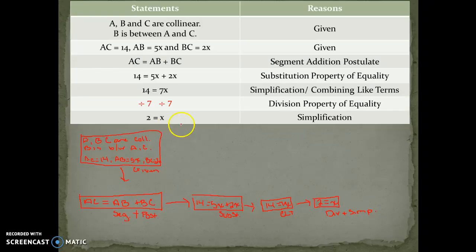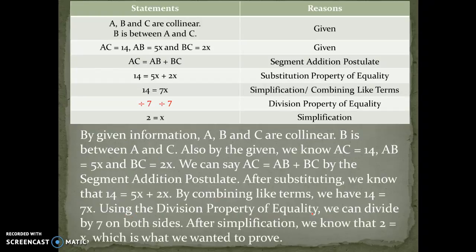Okay, so this flowchart is basically showing just the flow of the logical reasoning. So we started with given. From there, we jumped to AC equals AB plus BC. That was because of the segment addition postulate. We then were able to flow to 14 equals 5x plus 2x by substitution. From there, we said 14 equals 7x by combining like terms. And then we divided and simplified to result with 2 equals x, which was the end of our proof. So that is just an alternative way to display the same logic and the same reasons as the 2-column proof.